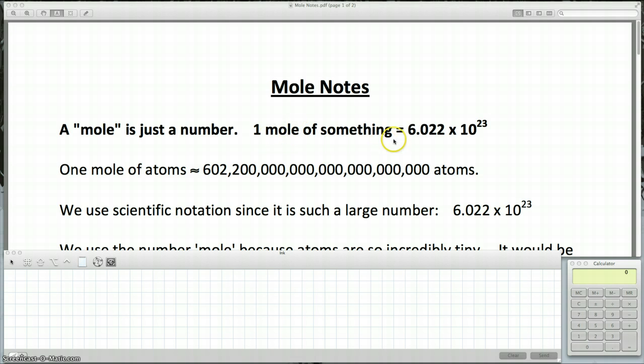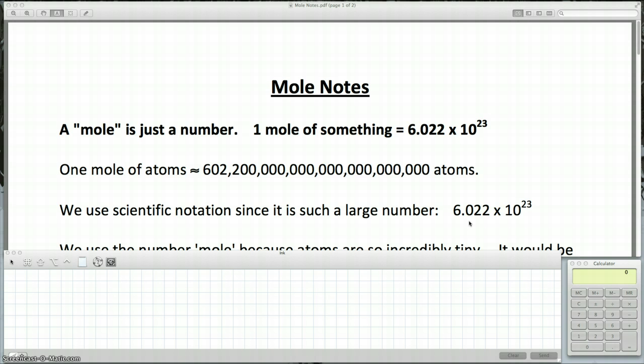And a mole means 6.022 times 10 to the 23 of something. So if we have 1 mole of atoms, we have that giant number of atoms. Again, we don't want to write that giant number, so we write it in scientific notation. This giant number here and 6.022 times 10 to the 23 are the same number. They're just written in different formats.